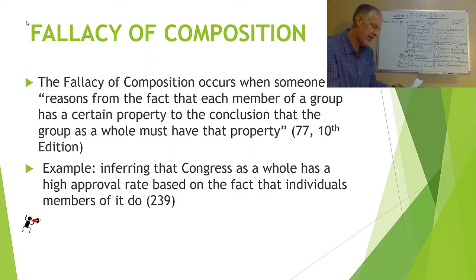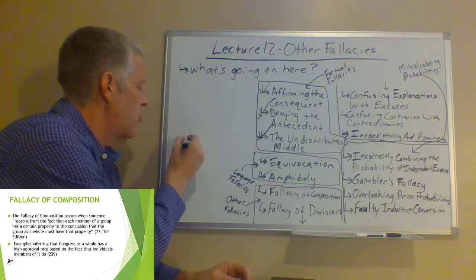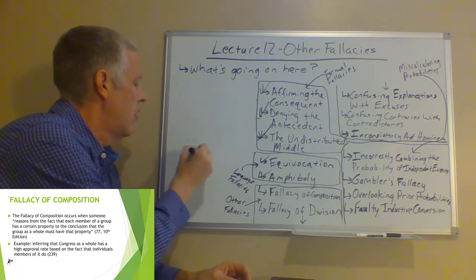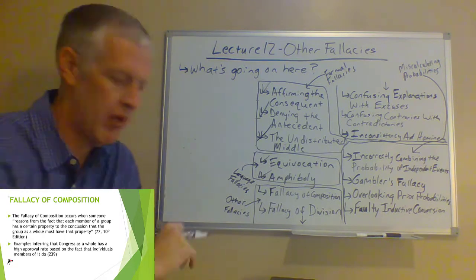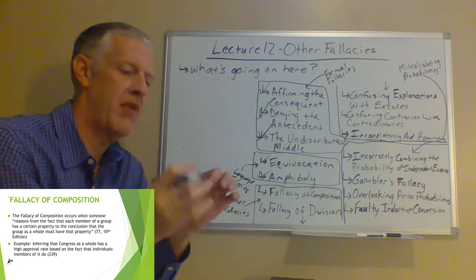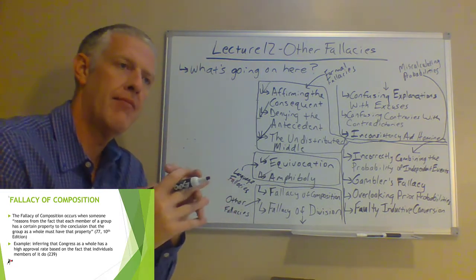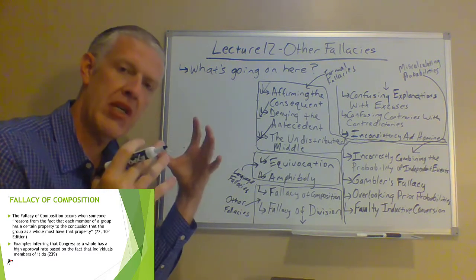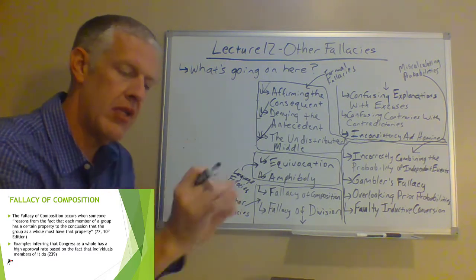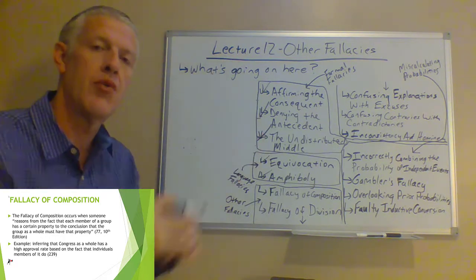This is from page 77 of the 10th edition, quoting the top bullet point on slide 8. The fallacy of composition occurs when someone, quote, reasons from the fact that each member of a group has a certain property to the conclusion that the group as a whole must have that property. Just because something's true of the individuals comprising a group or a larger entity doesn't mean that whatever's true of those individuals is going to be true of the group or the whole.